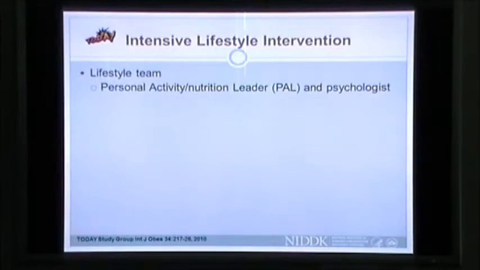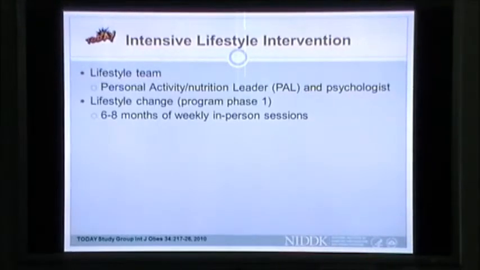So the team consisted of a personal activity nutrition leader, we called it PAL. So this was basically a trained behavioral interventionist who worked with a psychologist with weekly supervision, taping, review of all sessions to look at adherence to the protocol and effectiveness of the sessions.